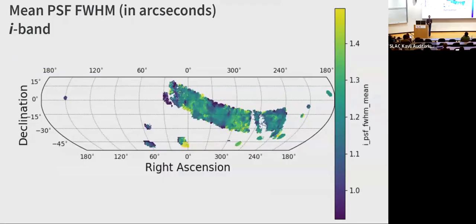Remember, this was commissioning data. We were not expecting to do any groundbreaking weak lensing with commissioning data. But it's also not bad. Cosmos, for example, has an average of one arcsecond full width half max.